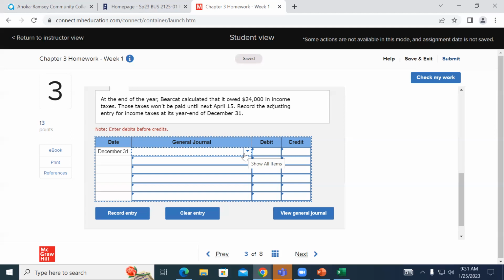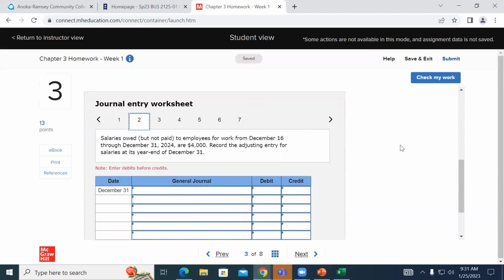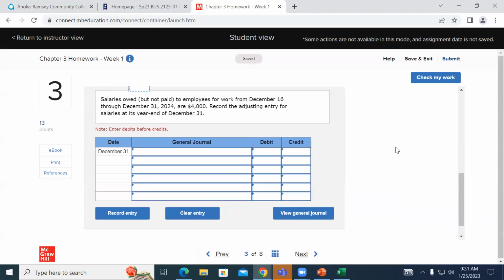Let's do another one. But this one. Salaries owed but not yet paid to employees for work from December 16th through December 31st are $4,000. Record the adjusting entry for the salaries at the year end.